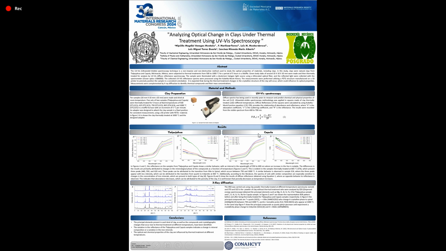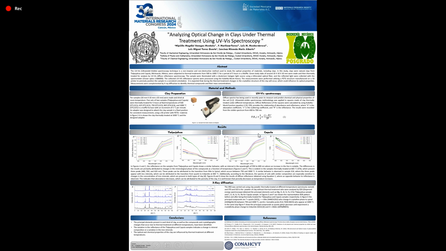The principal changes obtained by X-ray diffraction were for Tlalpujahua sample, that the latter changed to spinel between 750 and 1000 Celsius degrees, and for Capula that quartz changed to tridymite at 1000 Celsius degrees.